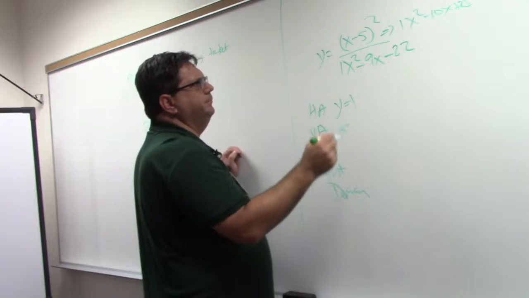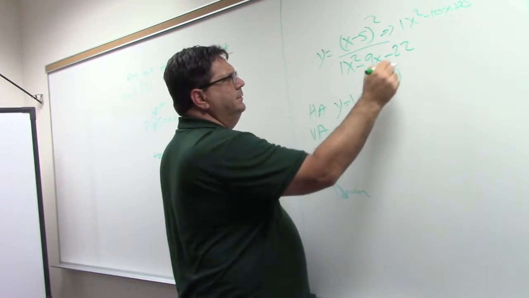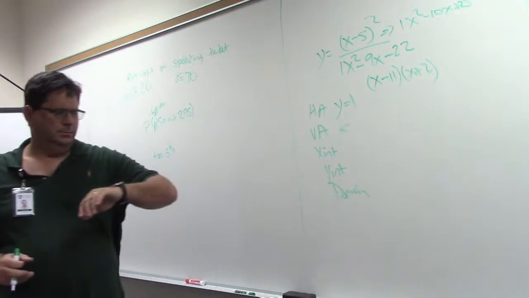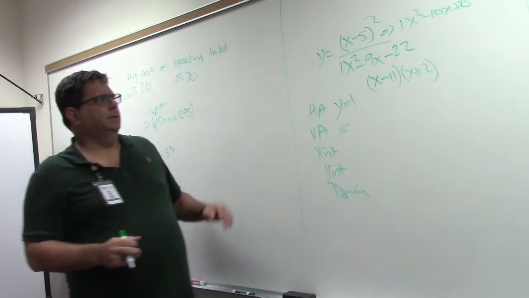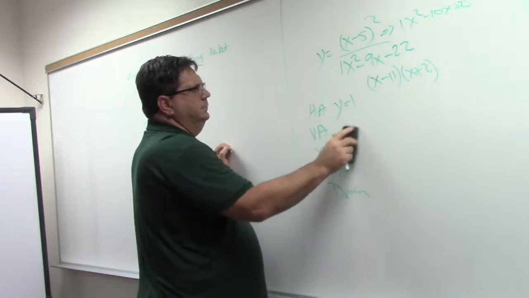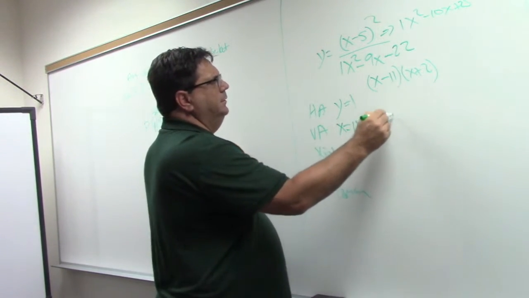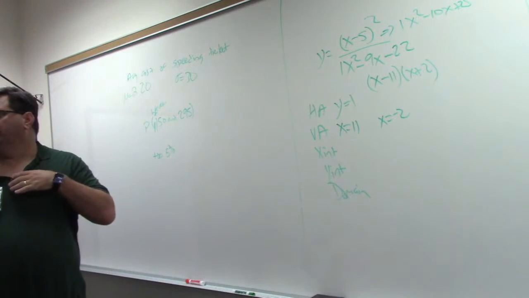What up, Z-Dog? What's up? Back to the bottom, x minus 11, x plus 2. We get x equals 11, we get x equals negative 2. Those are your vertical asymptotes.